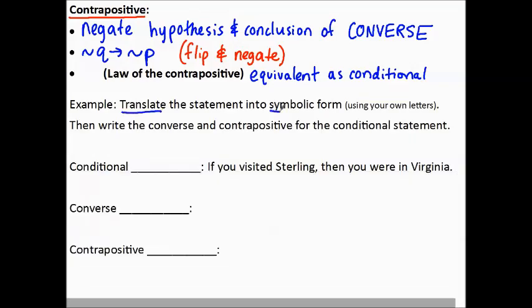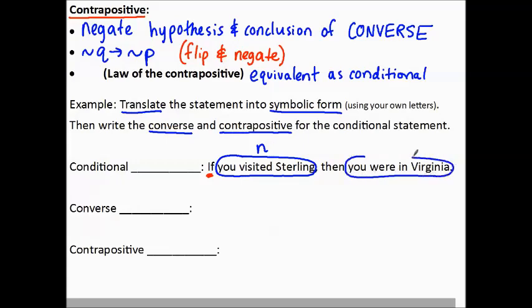Translate the statement into symbolic form, then write the converse and the contrapositive of the conditional statement. If you visited Sterling, then you were in Virginia. The part that's the hypothesis after the if, let's assign that letter N. You were in Virginia, coming after the then, let's assign that letter R. So we will say N, then R.